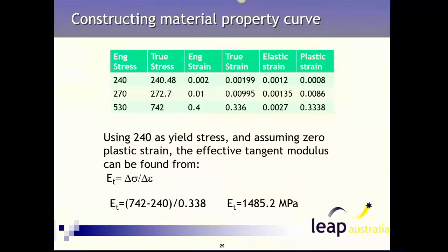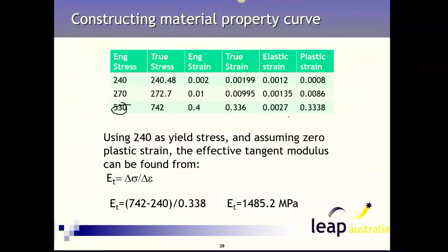So if you convert the engineering strain to true strain at very, very low strain values, then you can see there's virtually no difference. Okay, so when we go up to higher values, at yield, for example, 530 is our engineering stress, but our true stress is a lot higher, it's 742. So our engineering strain and true strain differ quite significantly. So there's an elastic strain component in there, and the remainder is basically our plastic strain component.